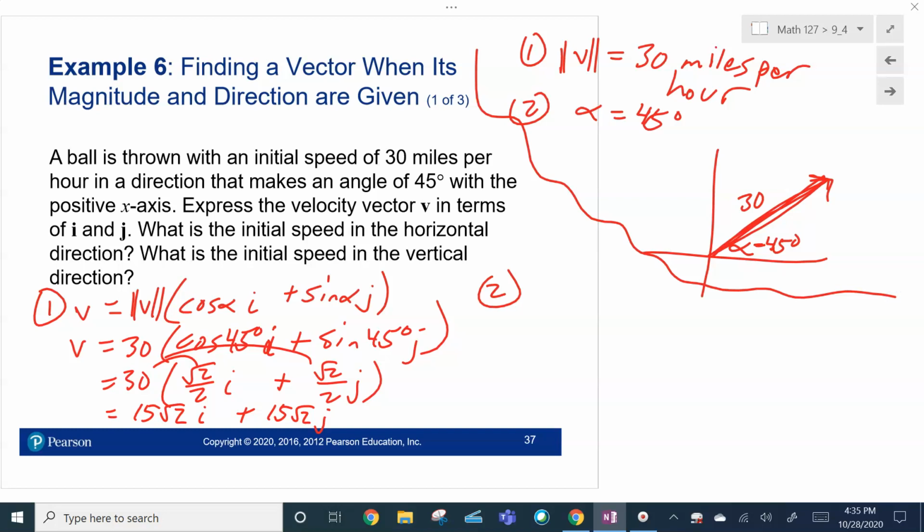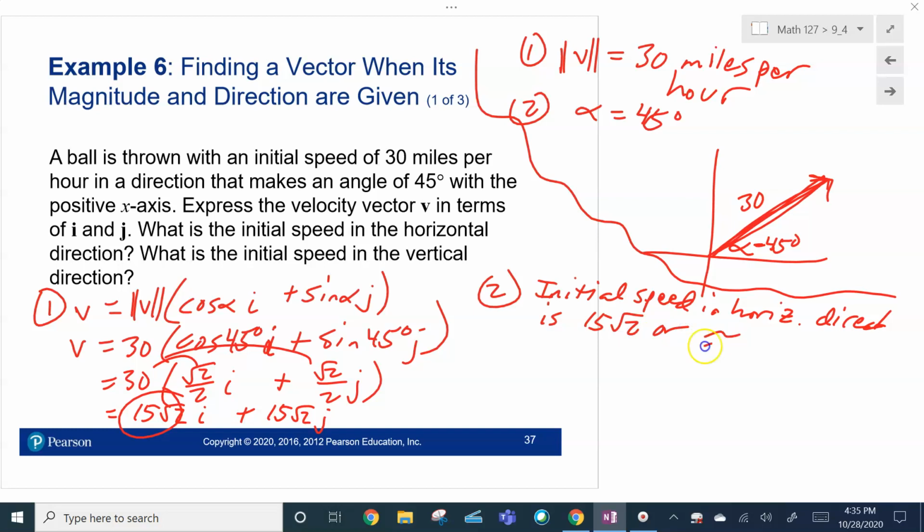So that's step one. Now step two, these were just kind of our side notes on that. What's the initial speed in the horizontal direction? The initial speed in the horizontal direction is the horizontal component. So that's the 15 root 2 right there. Or if I punch that in, 21.21 miles per hour.